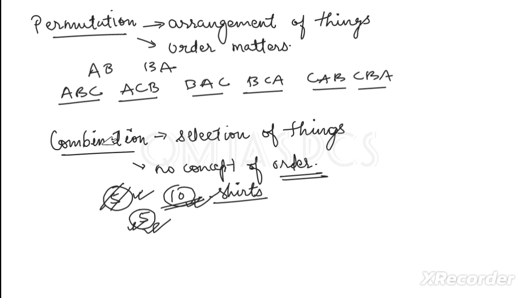You are getting the difference between permutation and combination. Just understand: in permutation the order matters, and in combination there is no concept of order. Here we are just selecting the things, and there we are arranging the things. Like in a library, we are arranging the books in systematic order. So in permutation it's systematic order, so order matters. Here there is no order. Now just see the examples so that you can understand better.